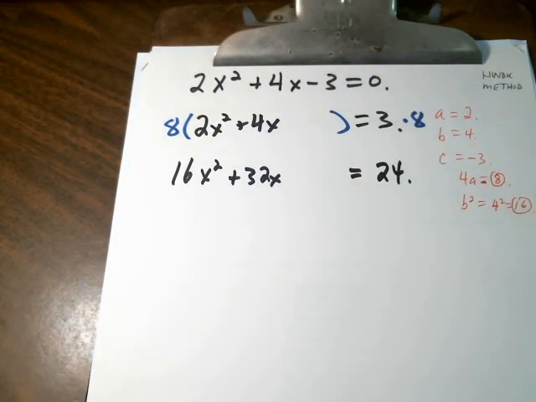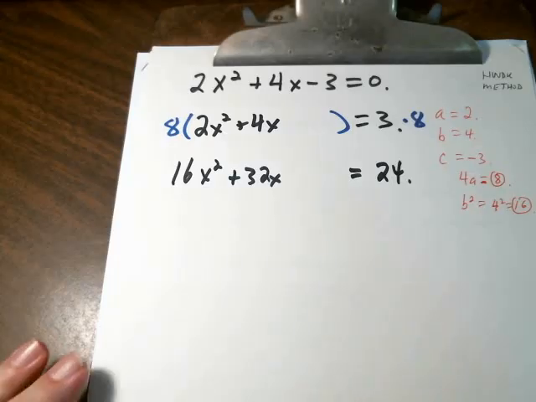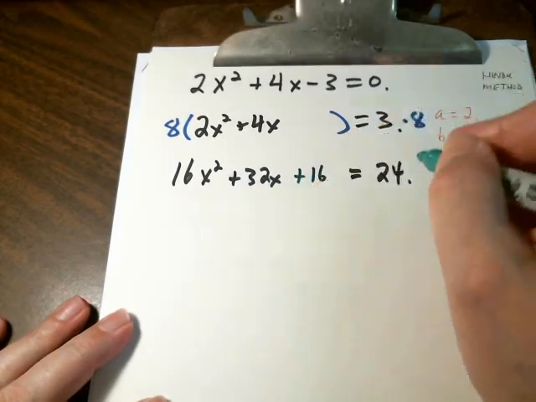The next step is to add b squared to both sides. Well, b squared, we calculated just a minute ago as 16. Therefore, we will add 16 to both sides.